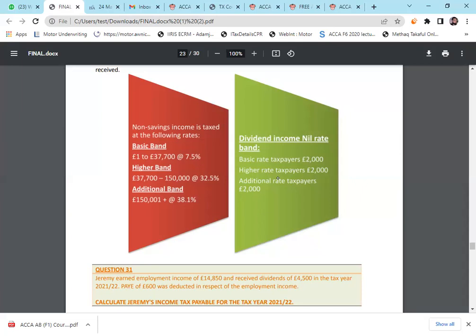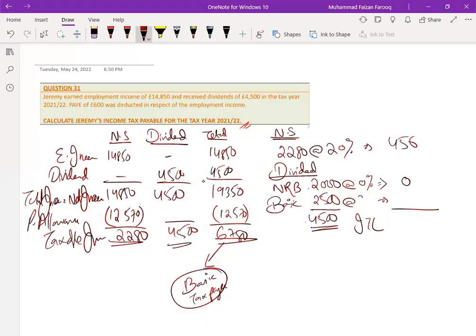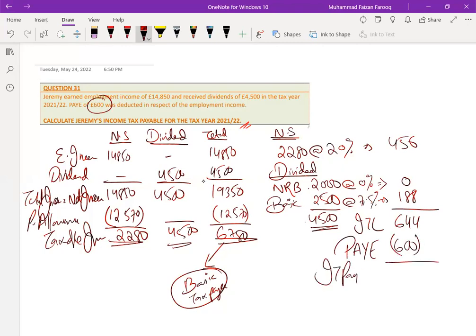They are different. So the basic band rate is not 20%, it is 7.5%. At the rate of 7.5%, that gives me an answer of 188, and the income tax liability is 640. Out of this, how much did he pay in advance from his salary? 600. So what is the income tax payable? 44. Any questions on this one?